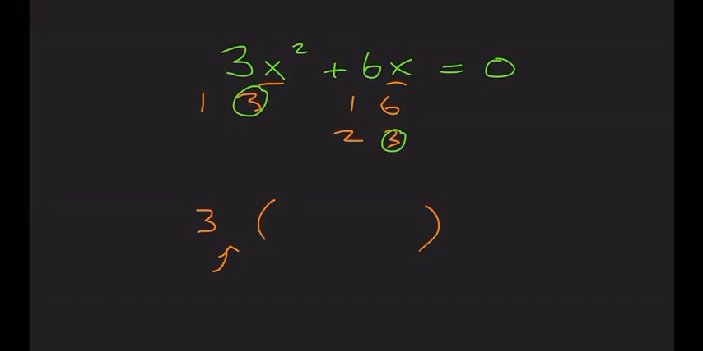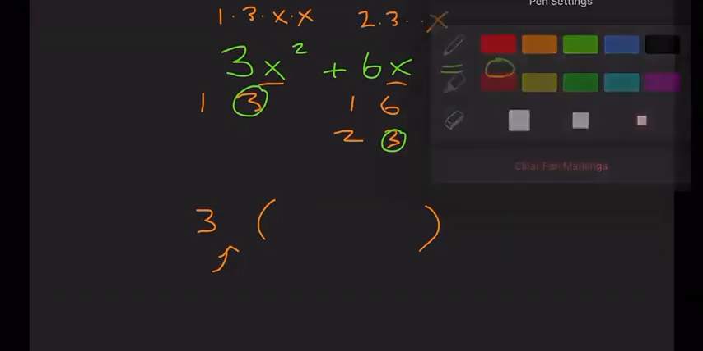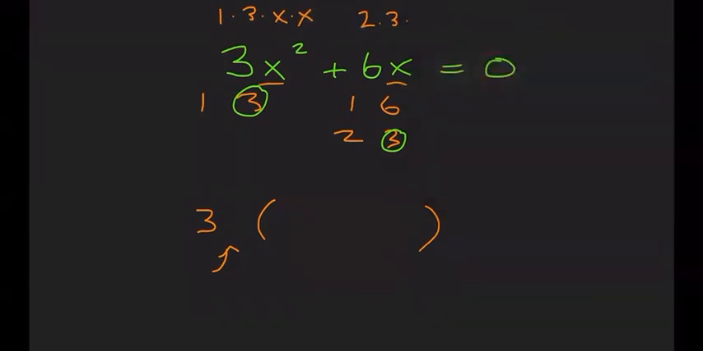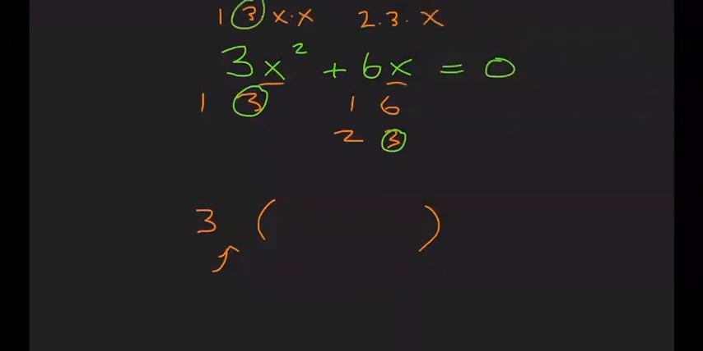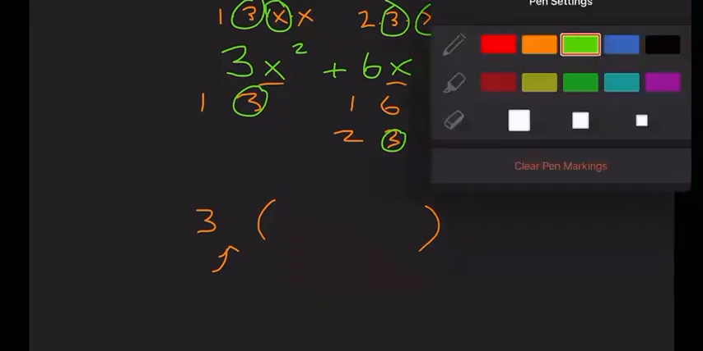So 3x squared, that's really 1 times 3 times x times x. 6x is 2 times 3 times x. And we're taking out the greatest common factor. So we already took out the 3 because they both have a 3. They also both have 1 x in common. Careful, it's how many they have in common. Don't think this is 2 x's. They just have 1 x in common, so you're taking out 1 x.